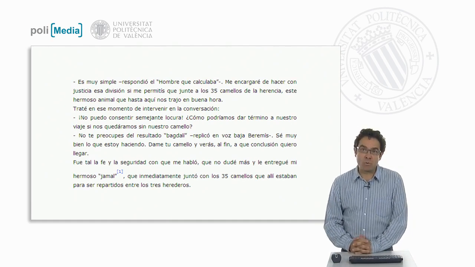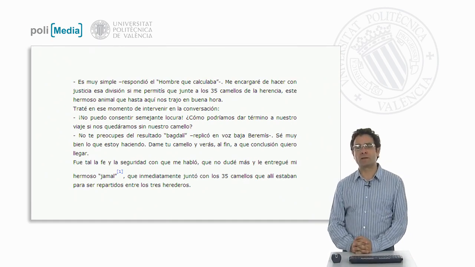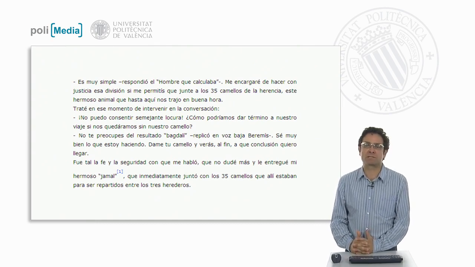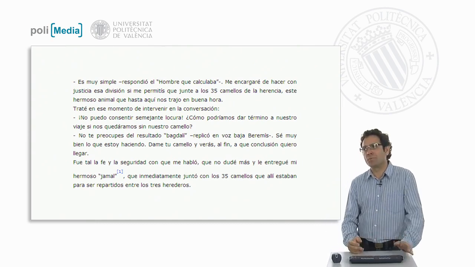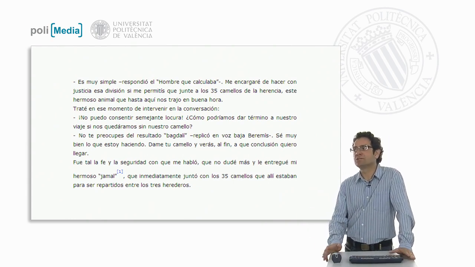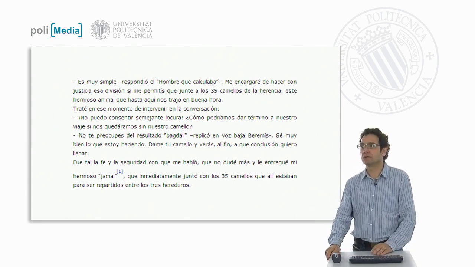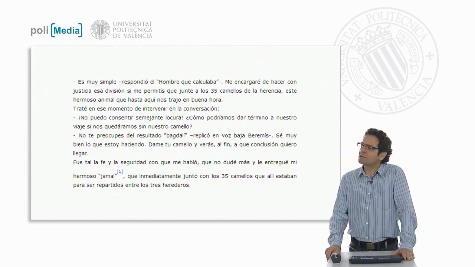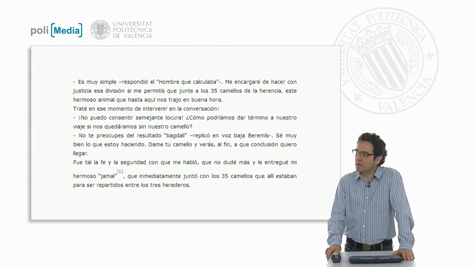As is obvious, the man who narrates the action, who happens to be the companion of our protagonist, protests because he is the owner of said camel. The companion now said, "I cannot consent to such madness. How could we reach our final destination without a camel?" And our intelligent main character said, "Well, do not worry about the result, trust me."